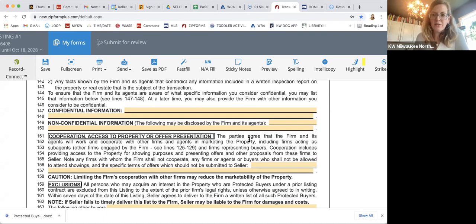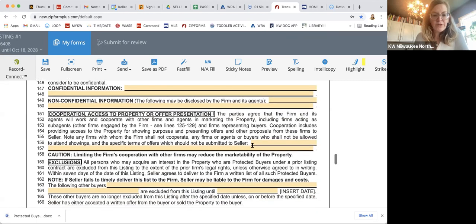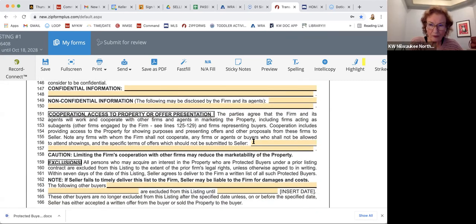Generally, I feel like these lines, I haven't had to put much in these lines before. I figure if it's confidential, why are you writing it out? Yeah.